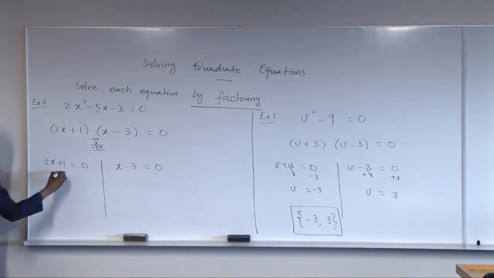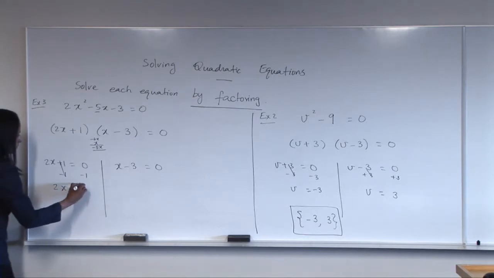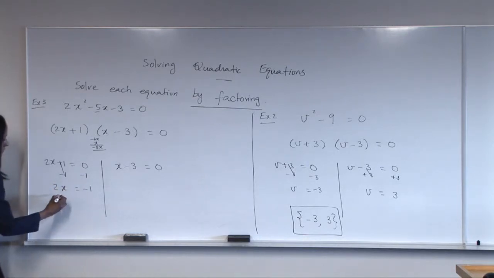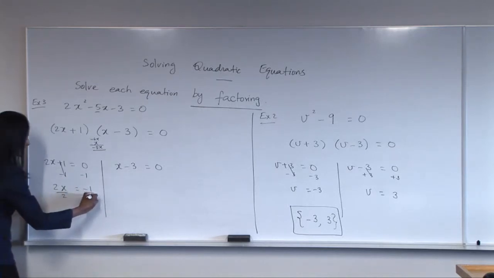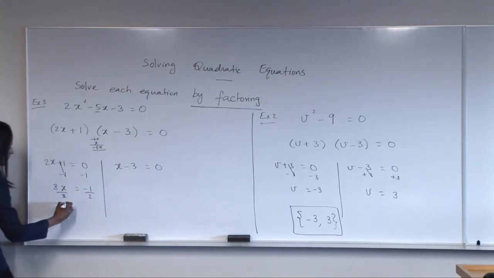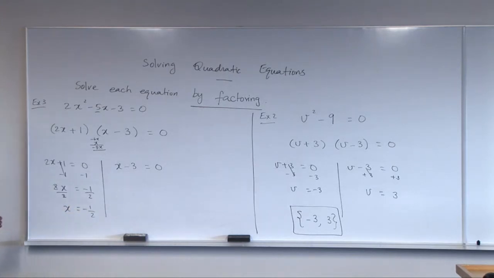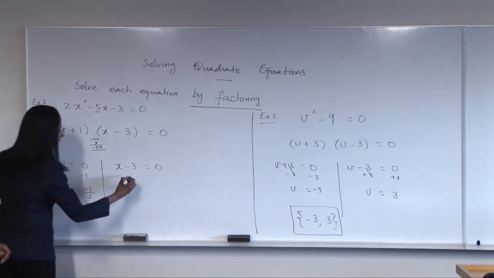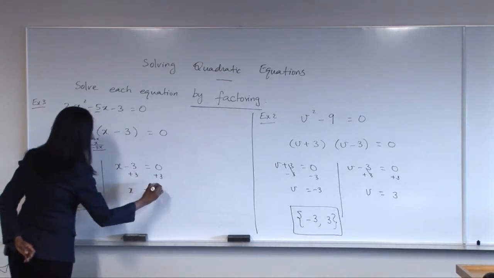So subtract 1 both sides. We need x. So 0 minus 1 is negative 1. So divide both sides by 2 because we have 2x equals negative 1. To get x, divide both sides by 2. So you get x is equal to negative 1/2. And this side, add 3 both sides. So x is equal to 3.